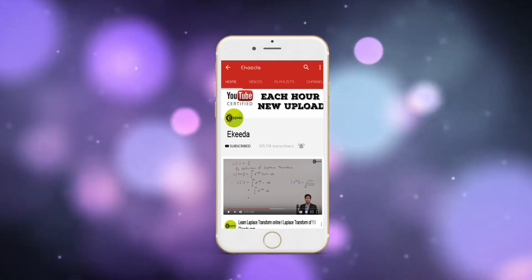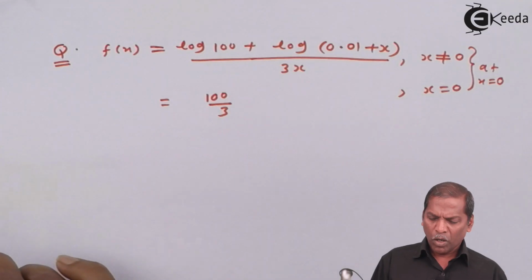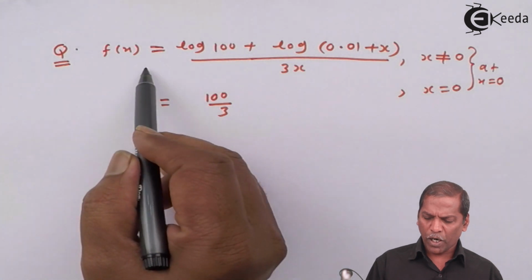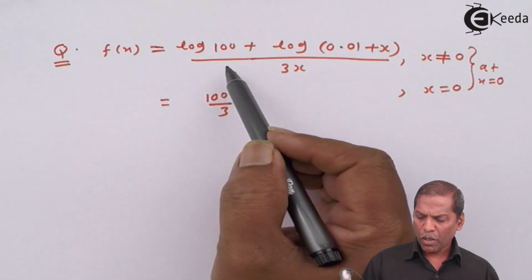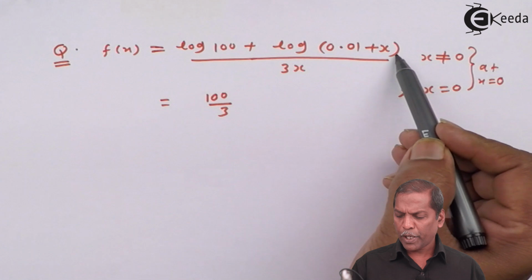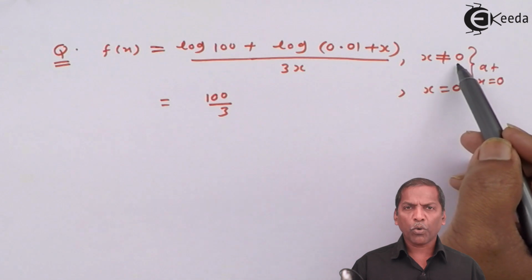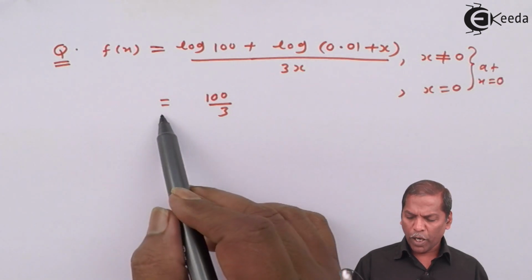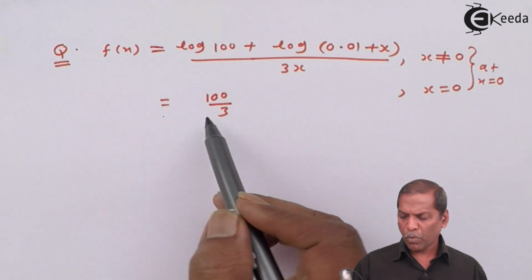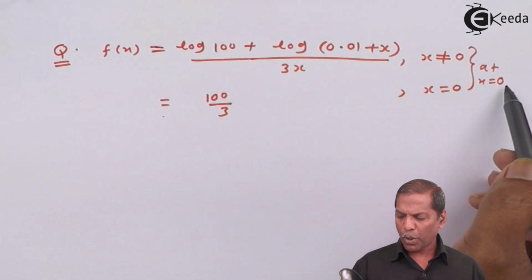and advanced videos. Hello friends, now we see the question to check continuity of a given function at a given point. The question is f of x is equal to log of 100 plus log of bracket 0.01 plus x bracket complete whole thing divided by 3x, x not equal to 0, is equal to 100 upon 3, x equal to 0, at x equal to 0.